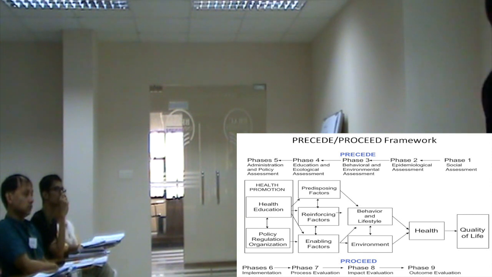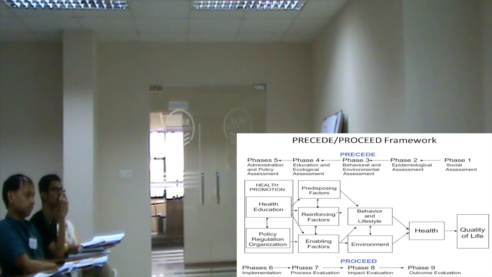I don't know. So we are giving some health education. We are changing the policy. And as a result of this change of policy and health education, we are expecting behavior change, a change in the behavior of the individuals and also in the environment, through affecting the predisposing, reinforcing and enabling factors of this behavior and environmental factors. So let's go linearly, right? It's making it a little bit confusing.